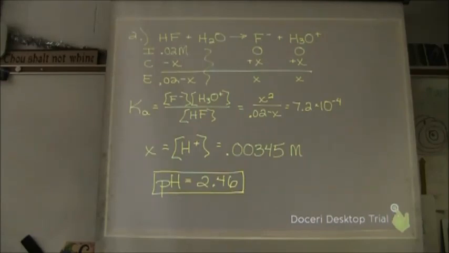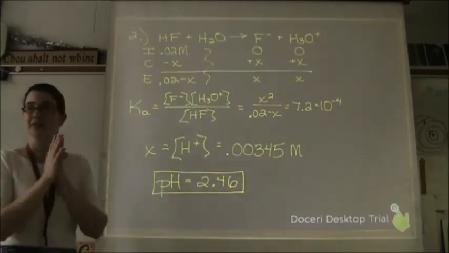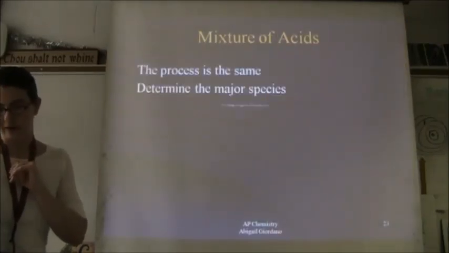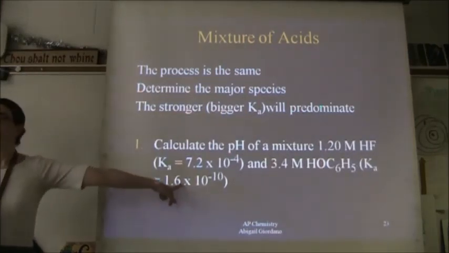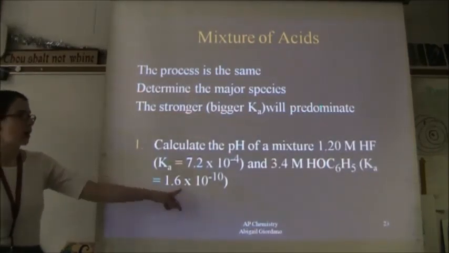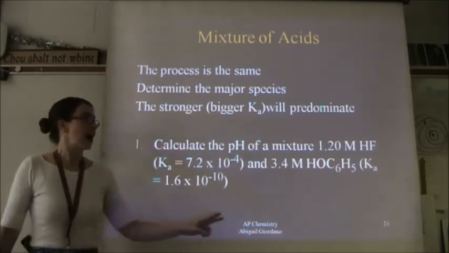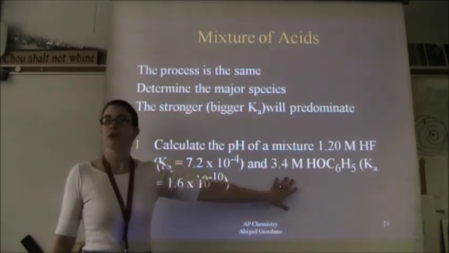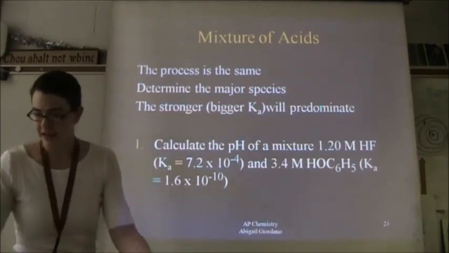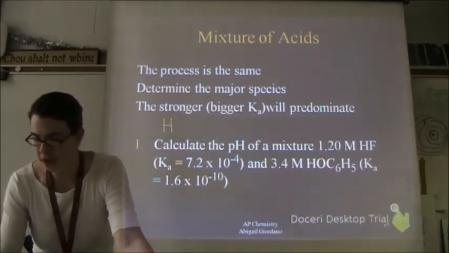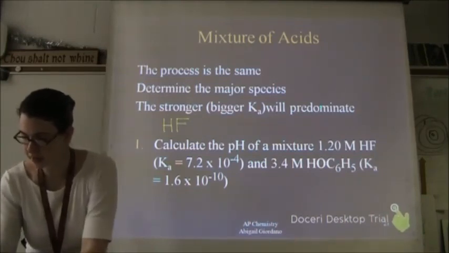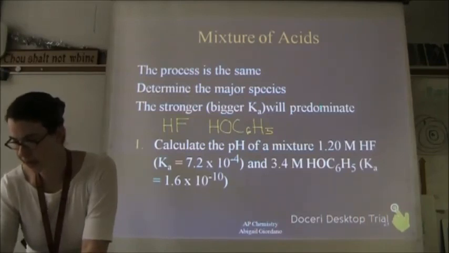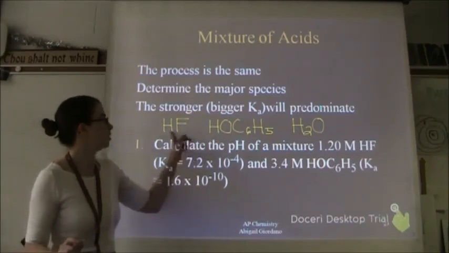Okay. Now, I'm not quite finished, but let me show you something. What if? Look at this problem right here. I don't have just one acid. I have 2. And I know what you're thinking. Oh my God, does that mean 2 ice tables? No, it doesn't. Look at what my major species are. I have 2 acids. And I have water. Do you have to deal with both of these?